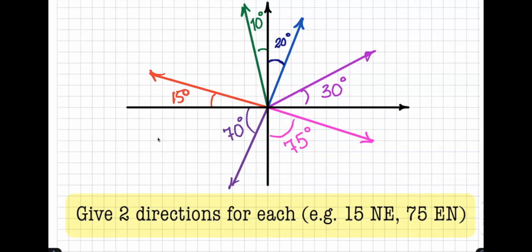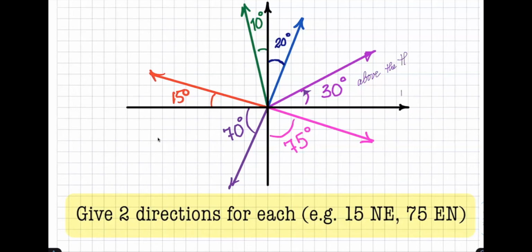Each of these vectors, if you look, is given two directions. For example, 15 degrees northeast would be the same as 75 degrees east of north. So as we go through it, it will hopefully start making more sense. So let's look at the purple one. If I measure my degree from this horizontal, it's going to be above the horizontal. That could be one of the ways to express this, above the horizontal.